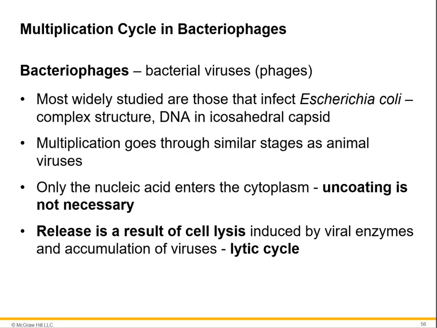Bacteriophages, I mentioned before, are viruses that infect bacteria. We also call them phages. The most widely studied of these are the kind that infect E. coli, and their multiplication goes through similar stages as the animal viruses. However, only the nucleic acid enters the cytoplasm, so the uncoating step is unnecessary in the bacteriophage multiplication cycle. Bacteriophages are released as a result of cell lysis, and this lysis is induced by viral enzymes and the accumulation of viruses. This is all called the lytic cycle.